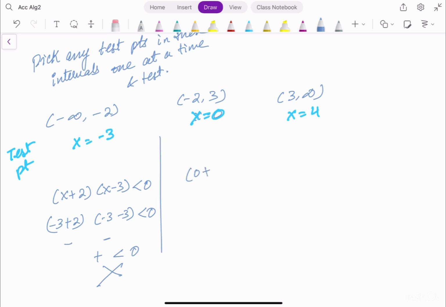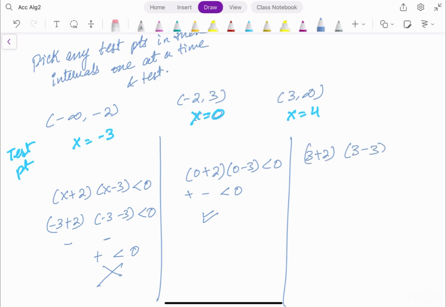So I cannot have any value in this test interval. For x equal to 0, 0 plus 2 will give you a positive value, and then we have a negative value. That is a negative answer, because positive and negative multiplied together is negative. So it holds true. Let's test x equal to 4. I will get a positive and a positive, and positive cannot be less than 0. So this test interval will also not hold true.